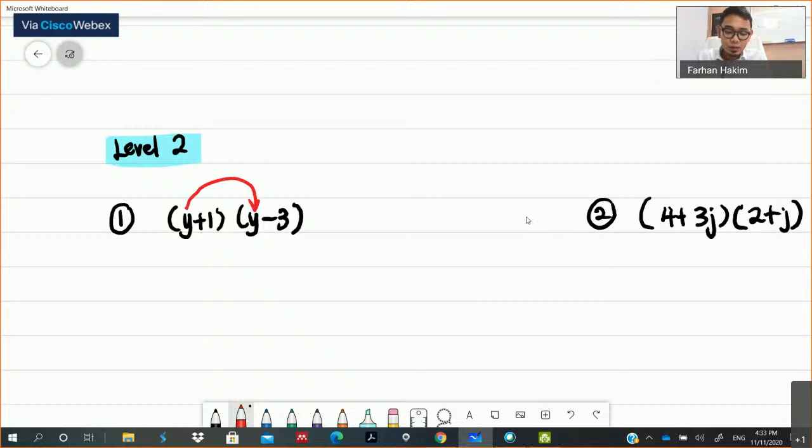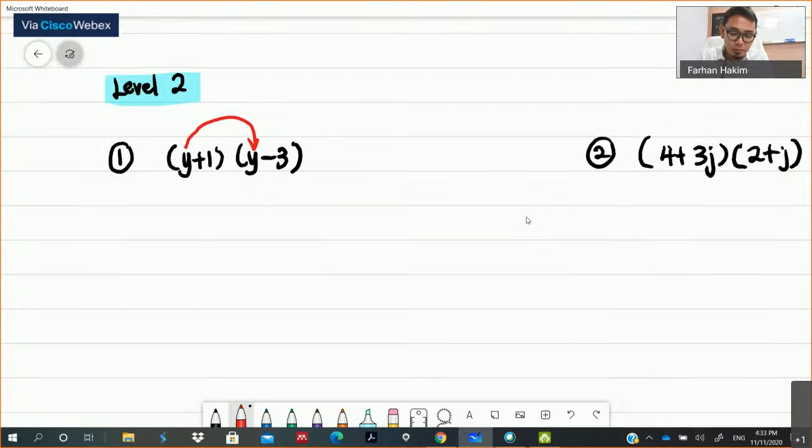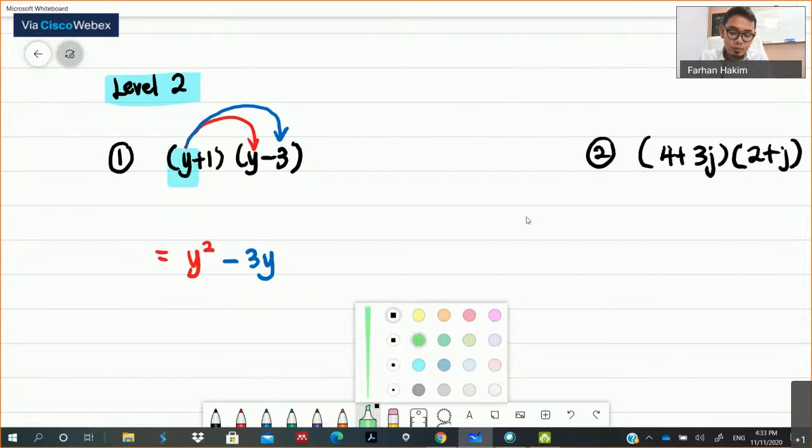So we will have y multiplied by y will get y square. And then we'll use blue color, y multiply negative 3. So we'll get negative 3y. Please, how you read the question, read it. So y and negative 3. That's how you read it. I'm going to put in green color.